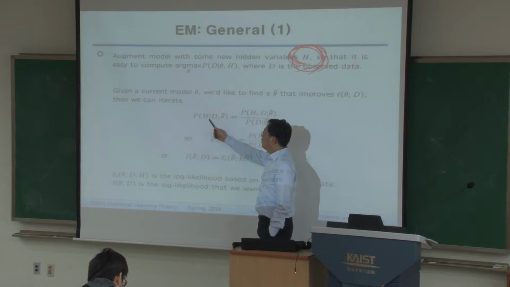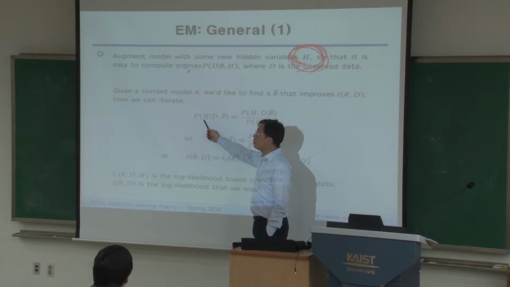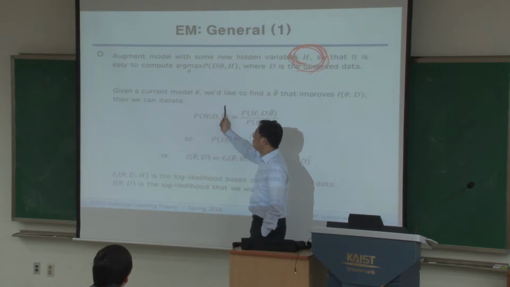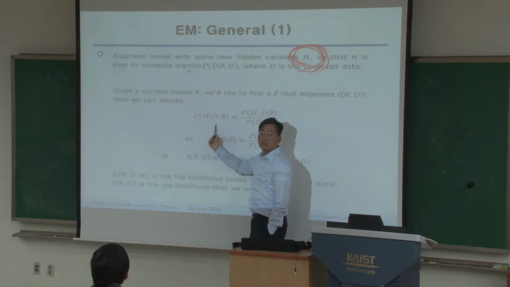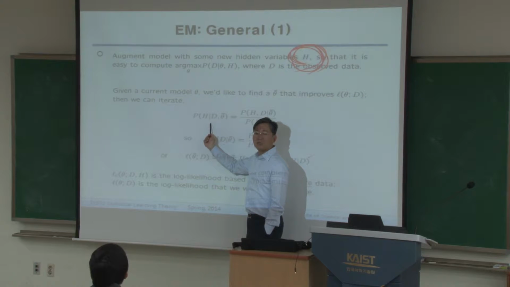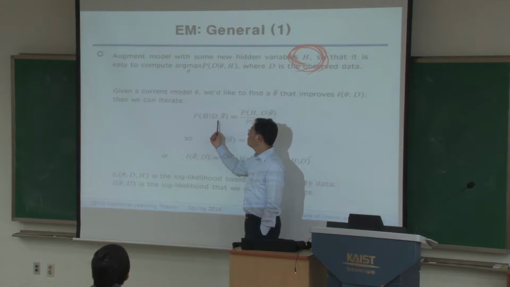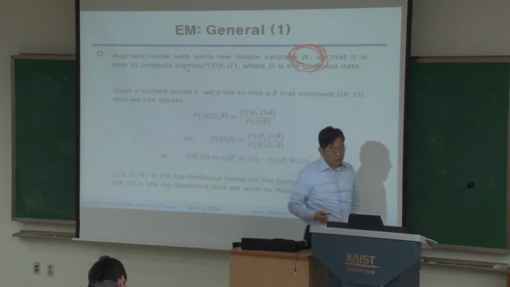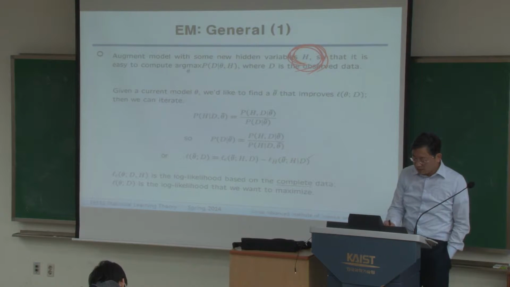Probability of the hidden, the probability of the class given data and theta bar. What do we call this? When do we calculate this in the EM? It's the E step, right? This is the data and some estimate of theta, probability of H. You can write it this way.